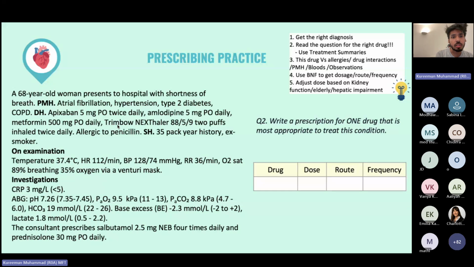So my question is, write a prescription for this lady for one drug that is most appropriate to treat this condition. If you read the last line, she's already on salbutamol 2.5 milligram nebulizer 4 times daily and prednisolone. So what else can you add on to her treatment, knowing that it is an acute exacerbation of COPD? Can you just type in the chat what you would be prescribing? I'll give you 30 seconds again.